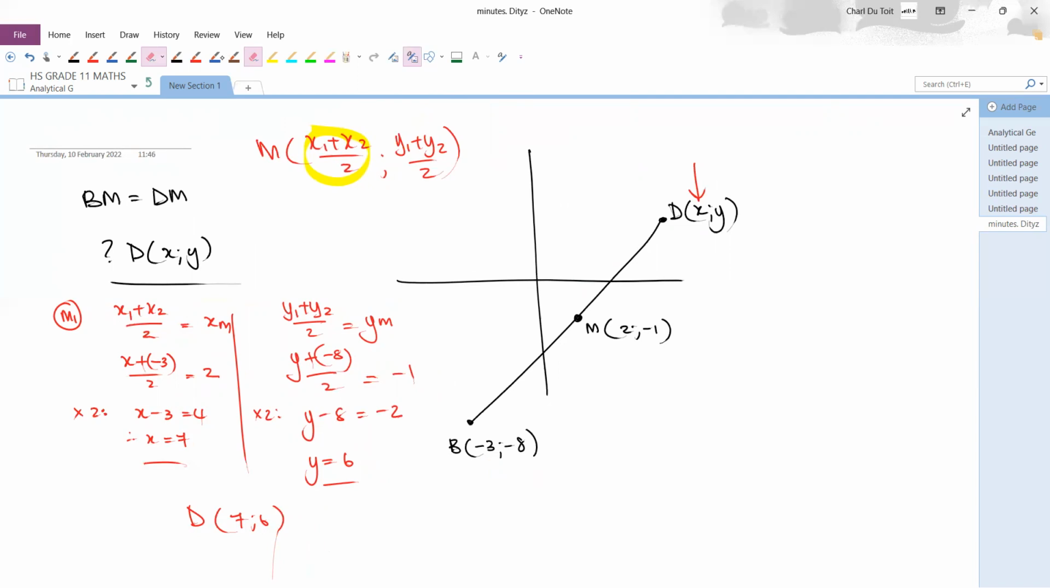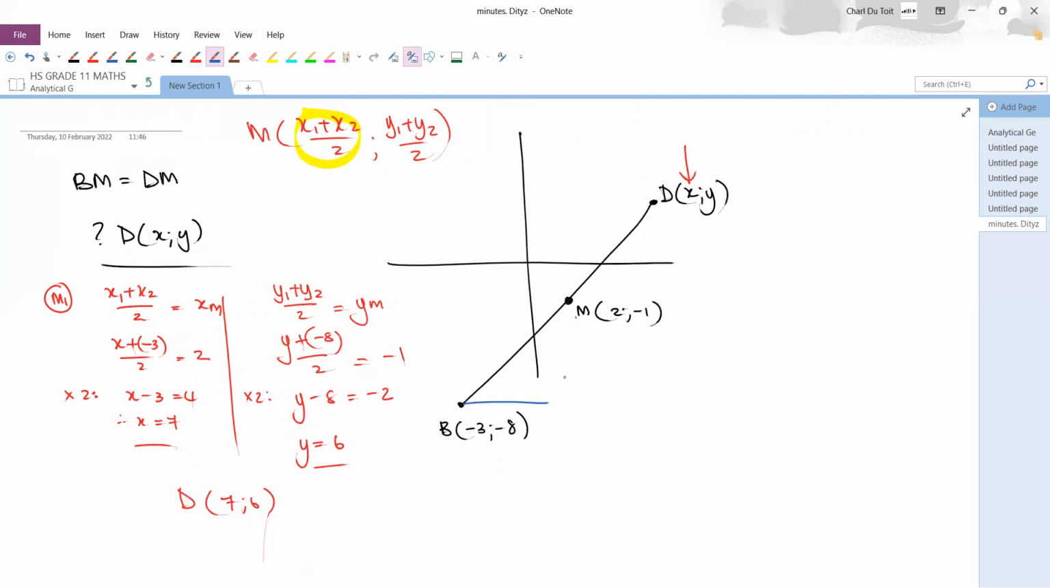Okay, then there's another way of doing it. It's through transformations or through inspection. Look at this movement. I'm going from B to M. I'm going to the right from -3 to 2, which is 5 steps. You see that?